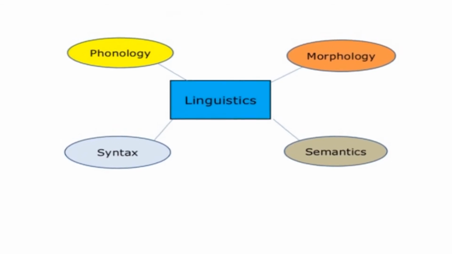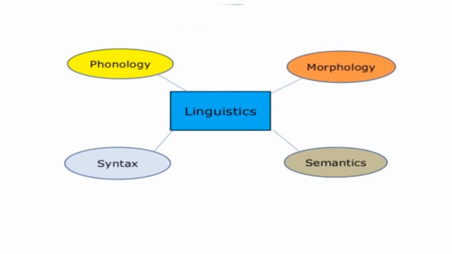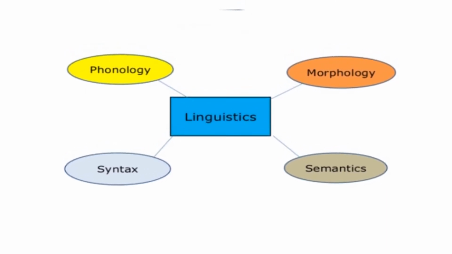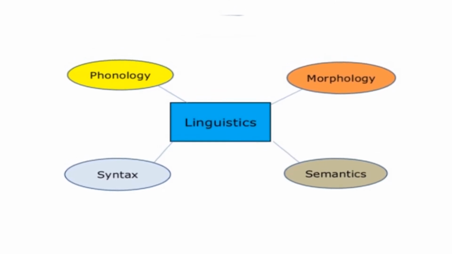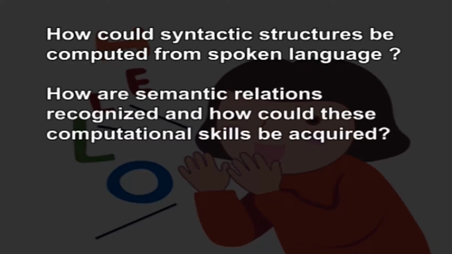Learning and understanding a language involves computing the properties of language that are described in phonology, syntax and semantics from what is heard. The challenge of describing how this is possible connects linguistics with computational issues at a very fundamental level. How could syntactic structures be computed from spoken language? How are semantic relations recognized? And how could these computational skills be acquired? Computational linguists attempt to answer these questions.